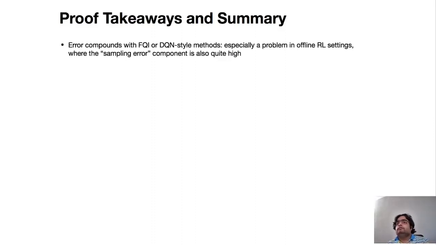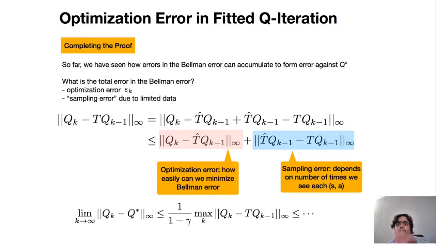Intuitively, first of all, it tells us that error compounds with FQI or DQN style methods, which means that if you paid a price at a local optimization step, meaning the Bellman error, which is the quantity qk minus T qk minus 1, is high, then either the optimization is bad, which means you cannot minimize the empirical Bellman error that your algorithm is training with, or you have high sampling error, which means that you have seen certain state action pairs only a few times.